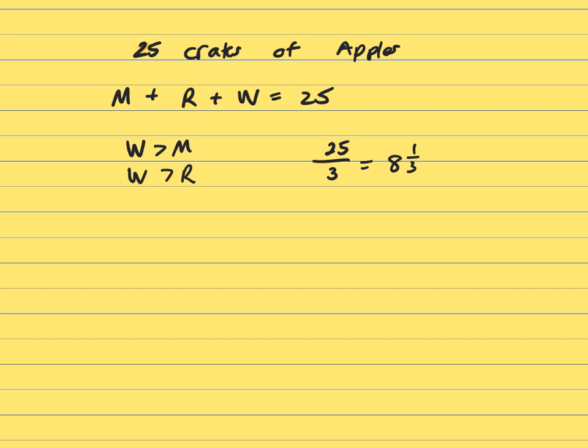Okay, so we're trying to figure out the minimum number of Winesap. So that would be, if we let Macintosh and Rome be 8, 8 plus 8 gives you 16, and then 25 minus 16 would be 9. So that's going to be your least possible number of Winesap, would be 9 crates.